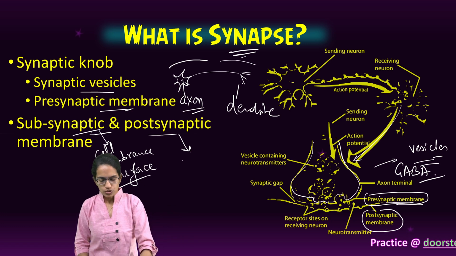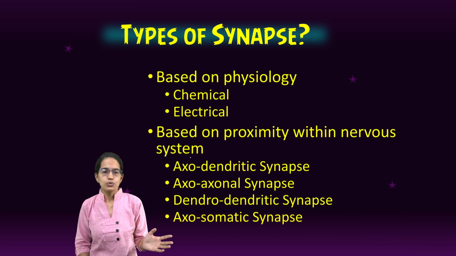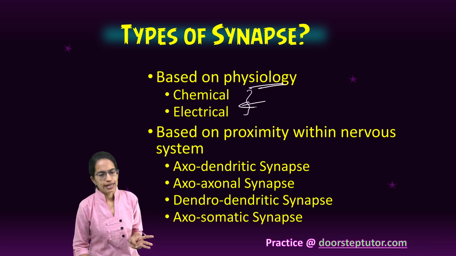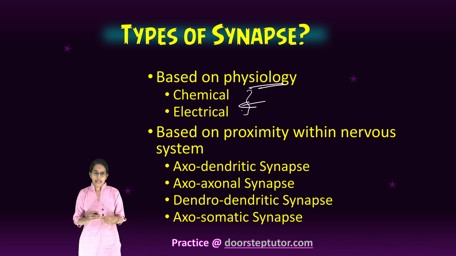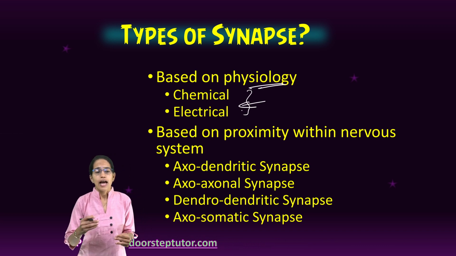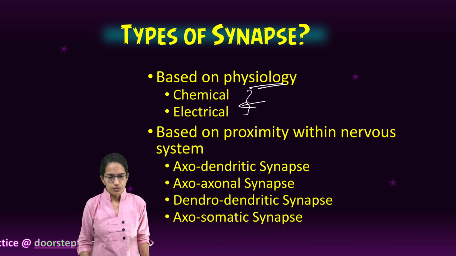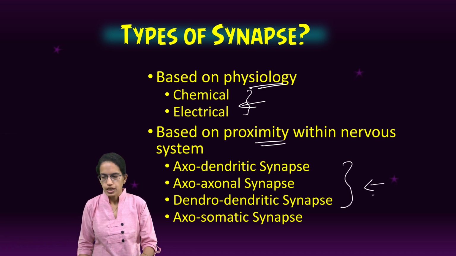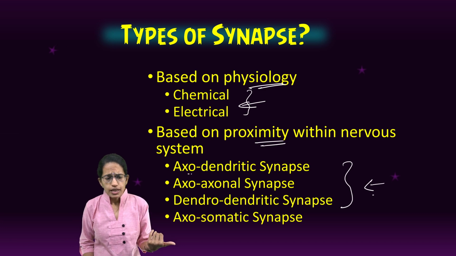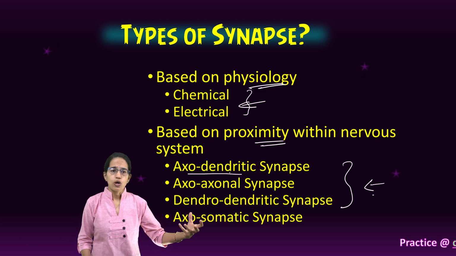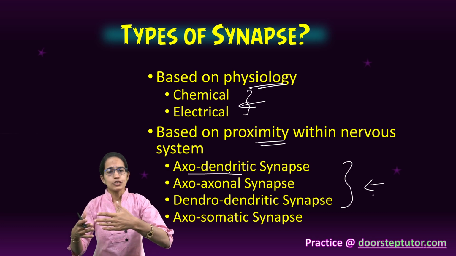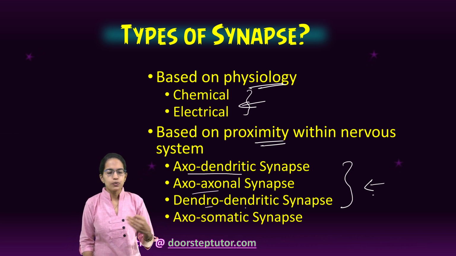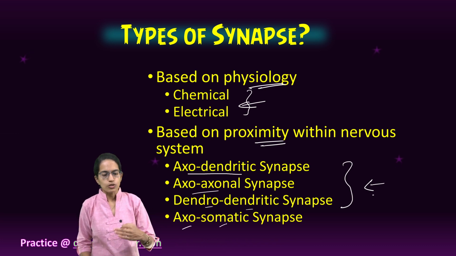Now once we have understood what is synapse, let's dive into the types of synapse. Based on physiology, as I mentioned in the beginning, it could be electrical or chemical. So electrical has ions and chemical has the chemical neurotransmitters. Based on proximity, it could be in four forms which we would understand in a while: axo-dendritic, that means axon sending the message to the dendrite of the other neuron, axon sending the message to another axon, dendrite to another dendrite, or the axon to the somatic part.